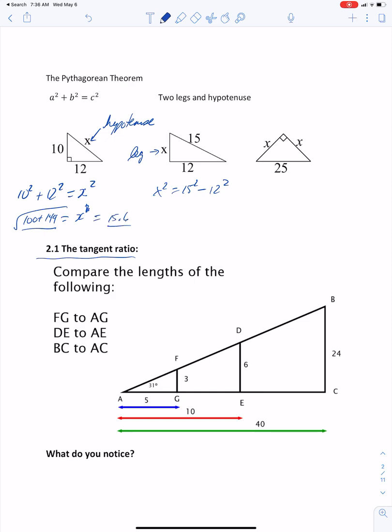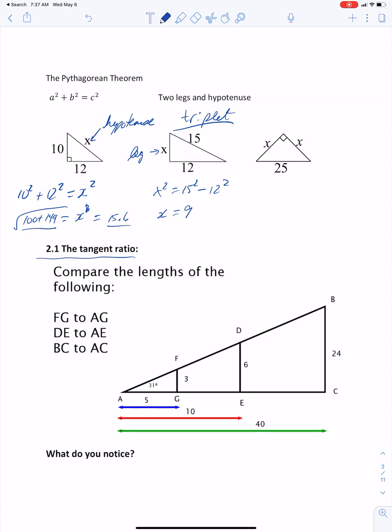So I hope you found that. That's a pretty easy one. That's something you've done in the past. Over here, x turns out to be 9. So the 9, 12, 15 triangle is what we call a Pythagorean triplet because it has nice whole numbers.